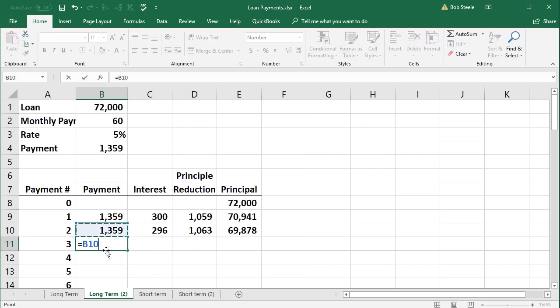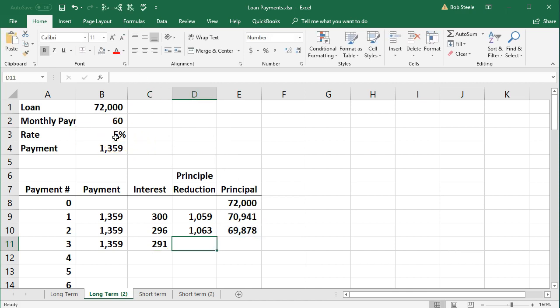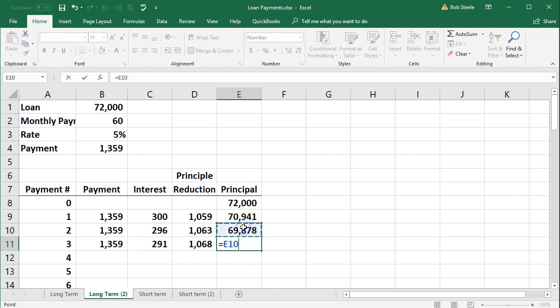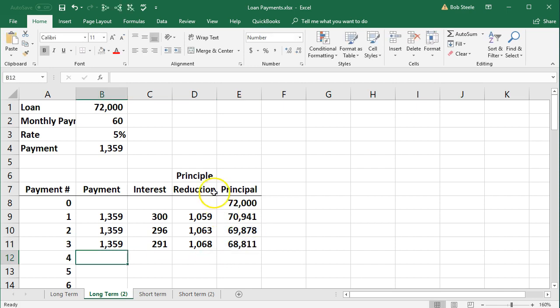So this equals the same payment. Interest is going to be equal to the principal that we have here times the 5% divided by 12. The principal reduction is going to be equal to this number, payment, minus the interest. And then the principal amount that's left is going to be equal to this amount minus this amount. And just for spelling purposes, I think this is principal.